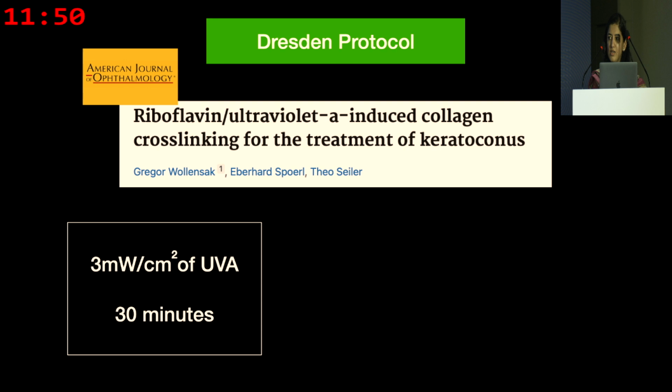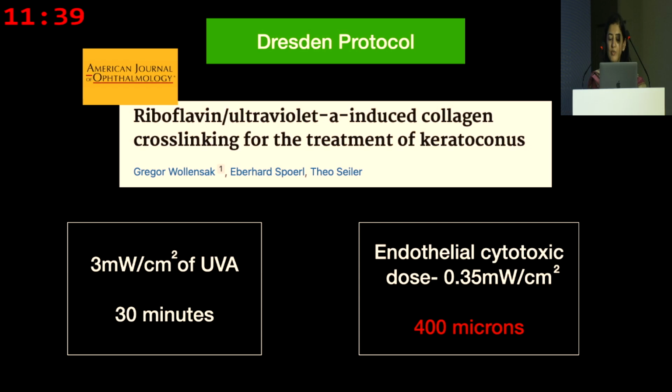Conventional protocol, as we know it, the Dresden protocol, was described by Wollensak et al. in 2003, and it uses 3 milliwatts per centimeter square of UV light for 30 minutes. However, the endothelial cytotoxic dose, which is 0.35 milliwatts per centimeter square, is reached at 400 microns. And that is one of the reasons why it becomes difficult to use the Dresden protocol in corneas that are thinner than 400 microns of stromal thickness.